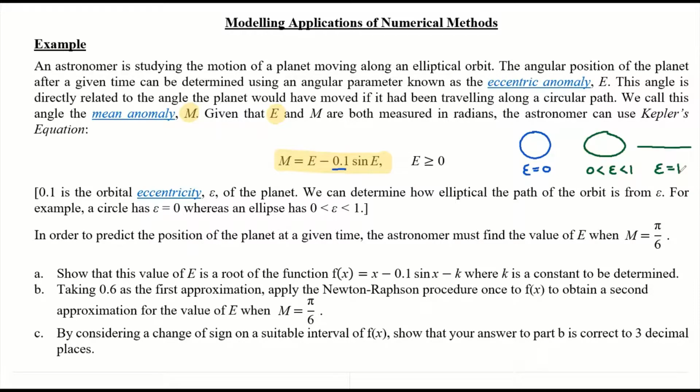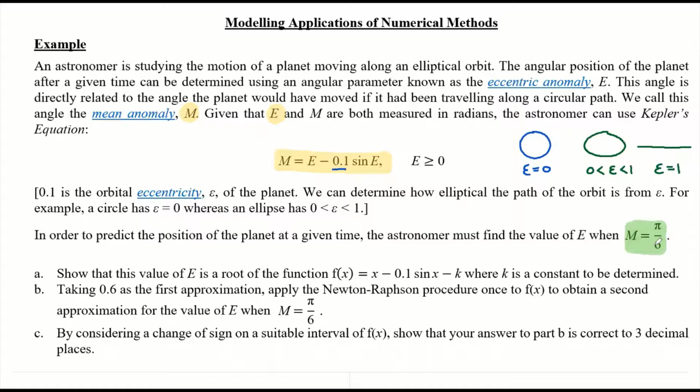So moving on to our Newton-Raphson question, the astronomer in this situation is interested in predicting the position of a planet at a given time, which is something they might want to do. And they're interested in the mean anomaly at pi over 6. So this is in radians, okay? This is an angle measured in radians.